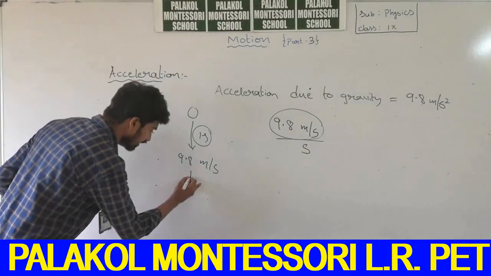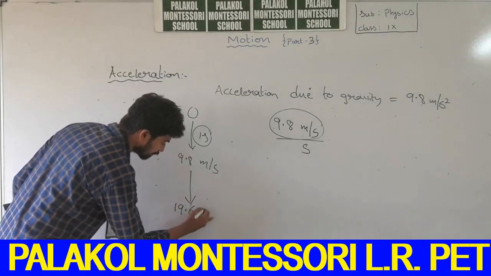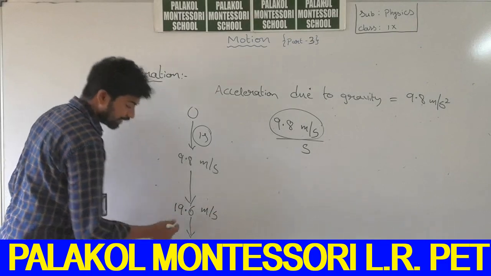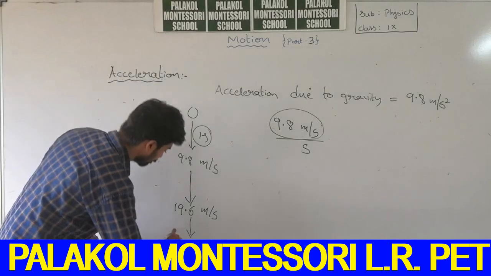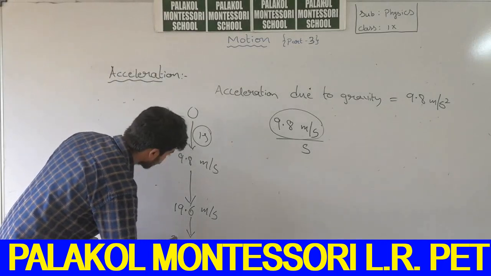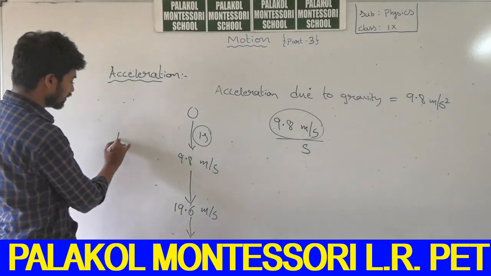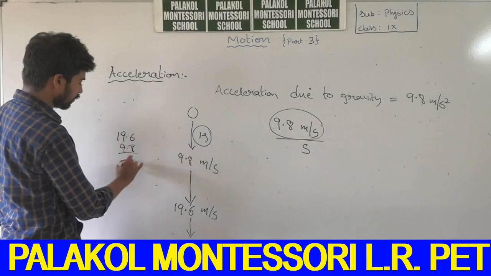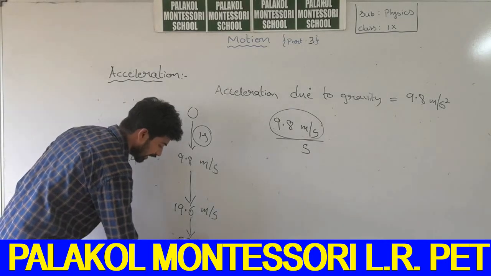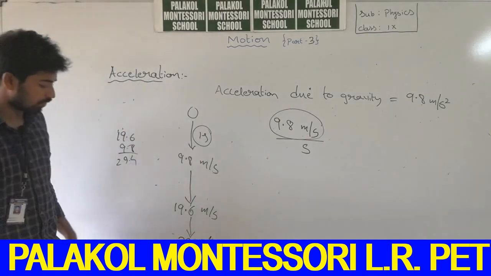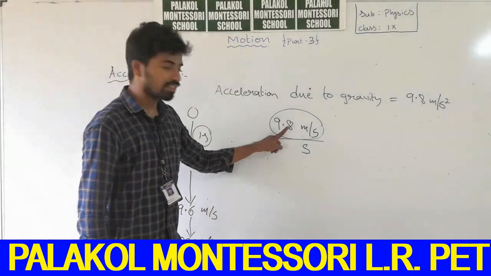In the next second, the speed becomes double of this, that means 19.6 meters per second. And after 3 seconds, the speed becomes, calculate this, 19.6 plus 9.8, how much? 29.4 meters per second. So, what happened here? The speed was increasing. At which rate was it increasing?